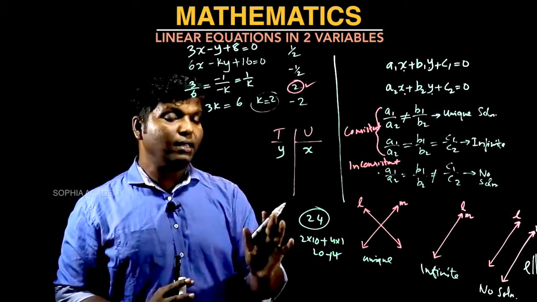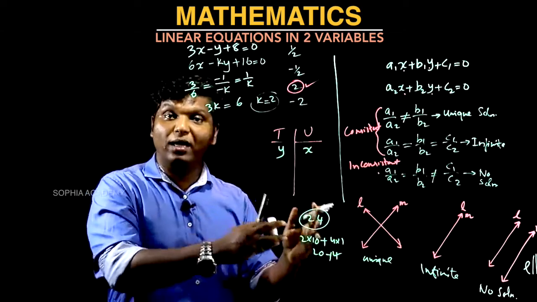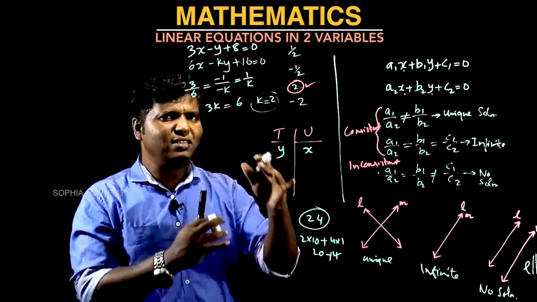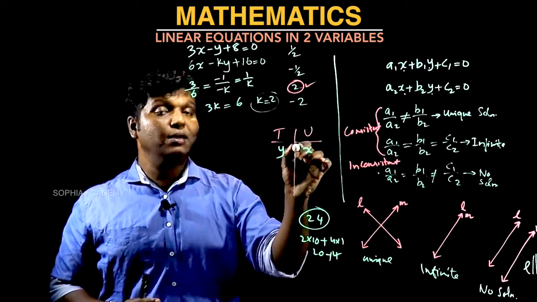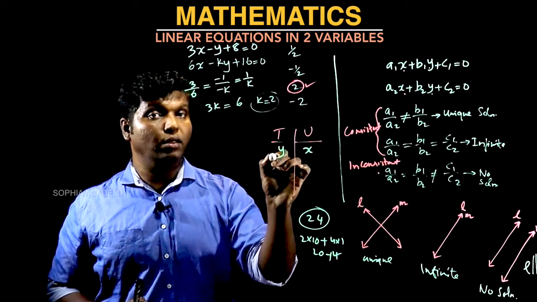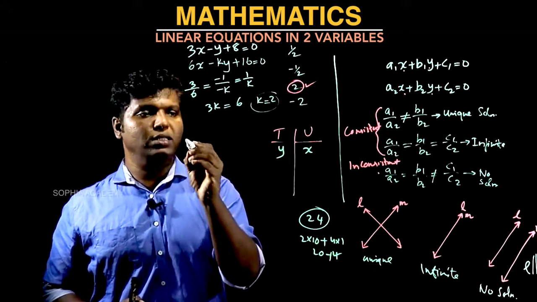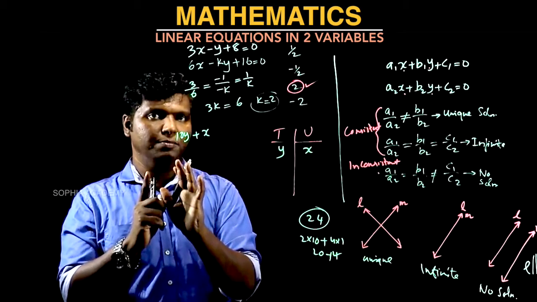Is that clear? I think you have studied this in your 6th and 7th classes, about face value, place value and so on, right? We are just recollecting those things. Here I told you, let the digits be like this. The digit on the units place is x and the digit on the tens place is y. So the original number is 10y plus x. Keep this in your mind.